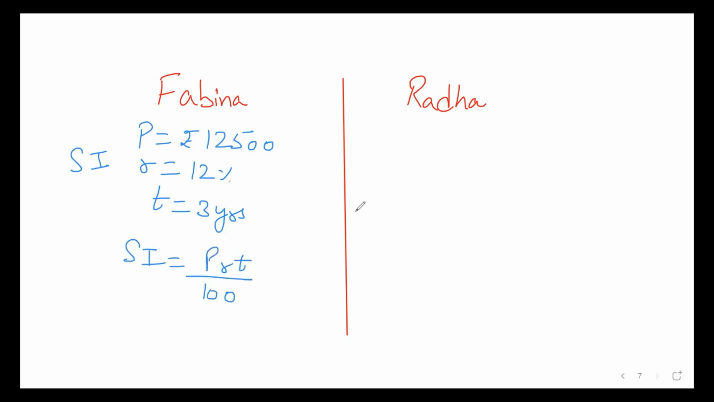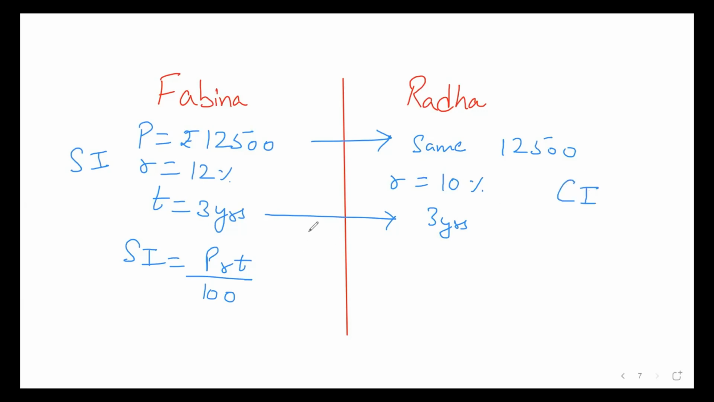Now let's see the case of Radha. Radha borrows the same amount, that is principal is the same here, 12,500, for the same time period. Time period is also the same, that is 3 years. This is 12,500, this is 3 years. Rate at 10% per annum. So rate is different here, that is 10% per annum, compounded annually. Compounded annually means here you have to apply the compound interest formula. So just solve the Fabina part by taking the simple interest formula, and solve Radha's part by taking the amount formula related to the compounded part, and then find its interest.